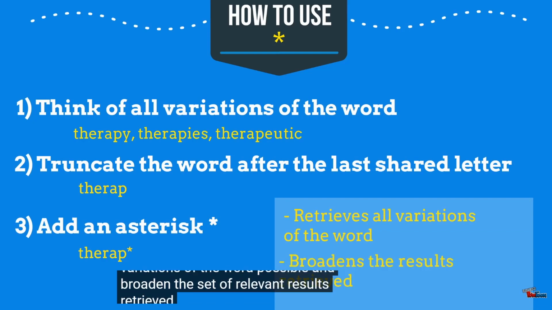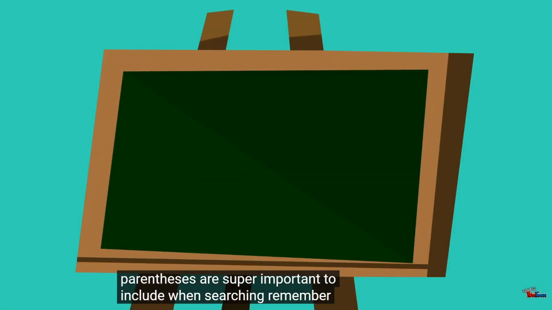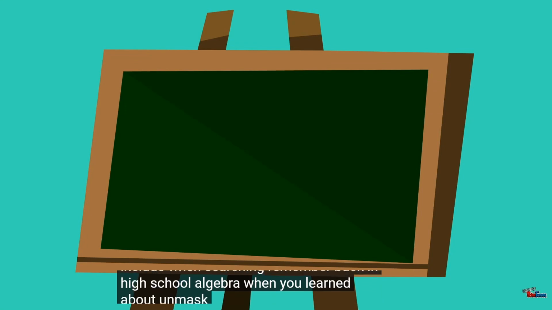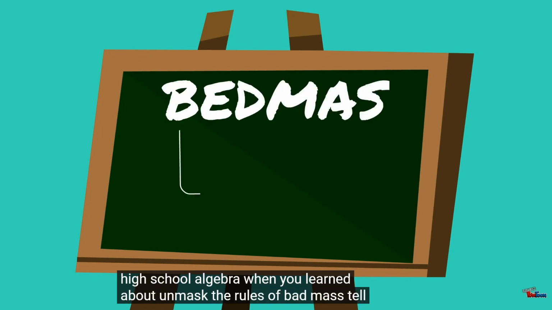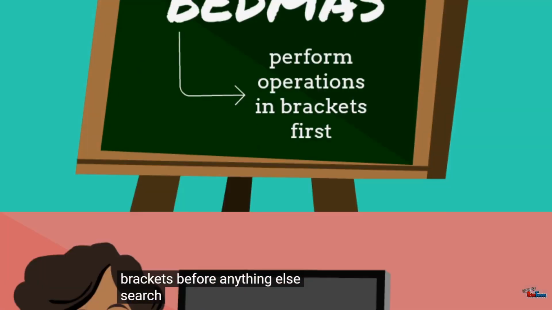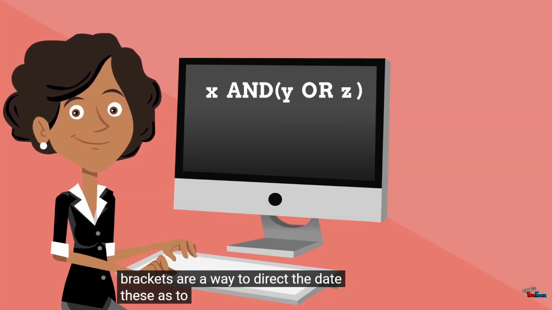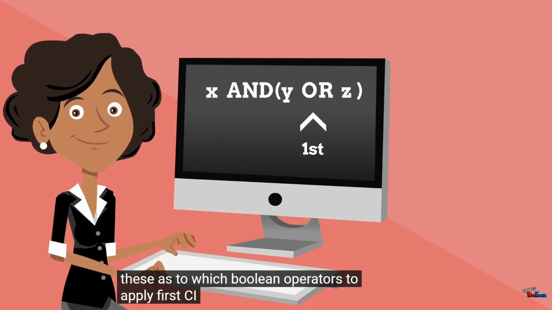Brackets, also known as parentheses, are super important to include when searching. Remember back in high school algebra when you learned about BEDMAS? The rules of BEDMAS tell us to perform the operations within brackets before anything else. Search engines work the same way. Brackets are a way to direct the database as to which Boolean operators to apply first.